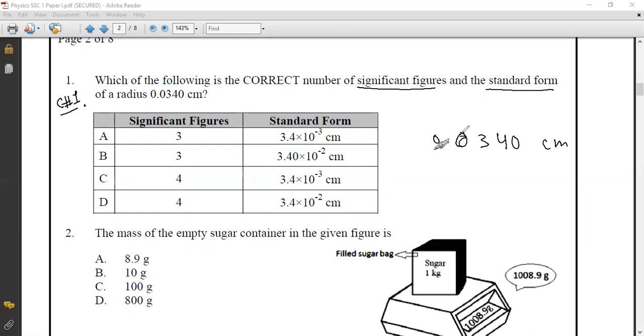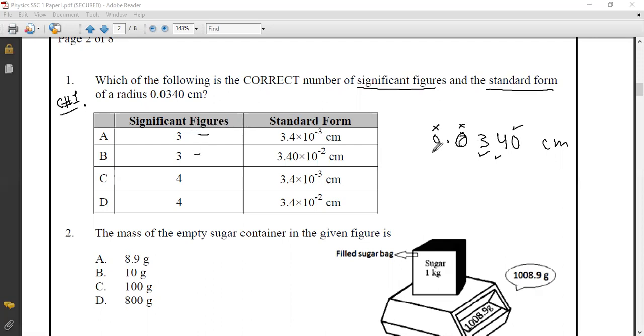The 0 and the 0 are the starting zeros of a decimal number. This means that these zeros are non-significant, while 3 and 4 are always significant. And this 0 is the ending zero of a decimal number that makes this 0 significant. So overall, we have 3 significant figures.